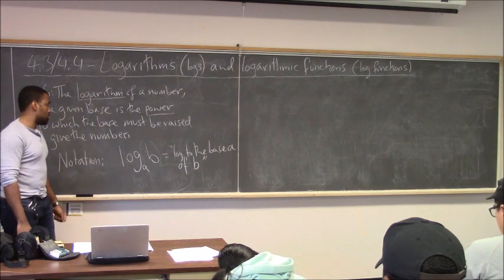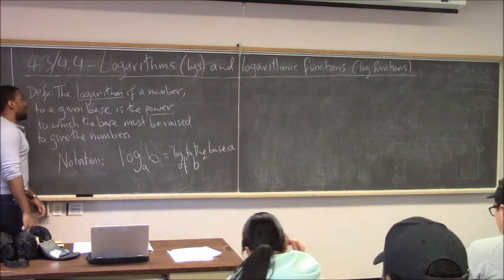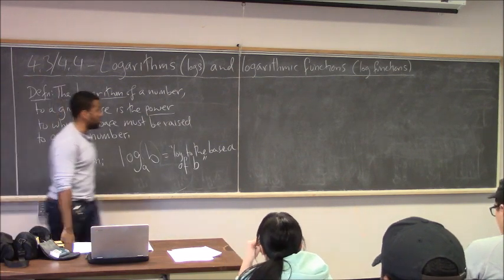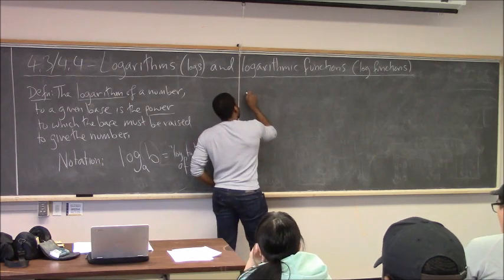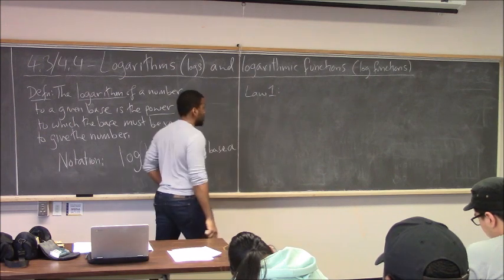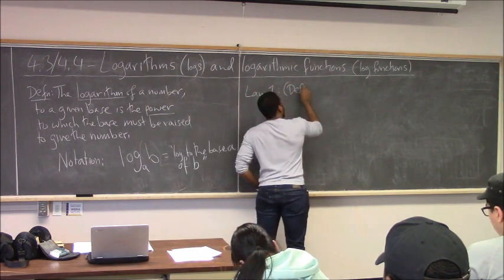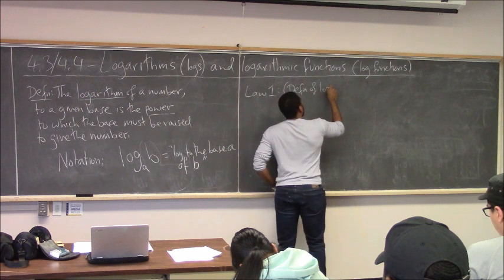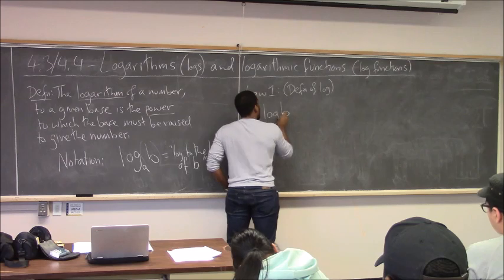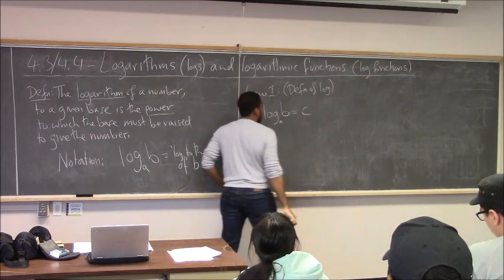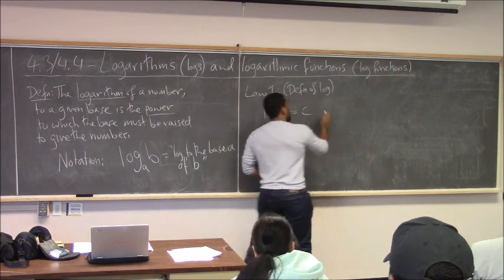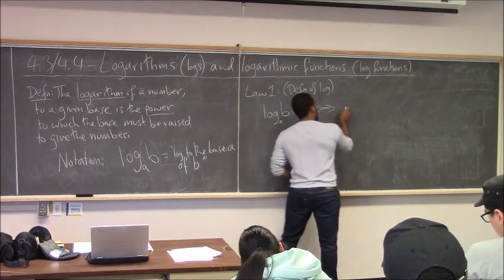But this is what a logarithm is. It is actually just a number. In fact, it's the power. And in fact, we can rethink the definition. I can reword this definition as an equation. This leads us to law 1, which is pretty much the definition of the logarithm, just written more mathematically. The logarithm of a number to a given base is equal to the power to which the base must be raised to give the number. This means writing this expression is exactly the same as writing this expression.